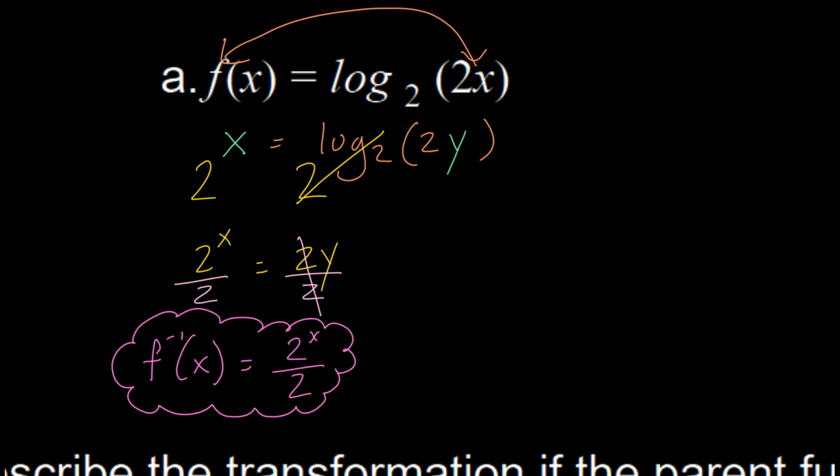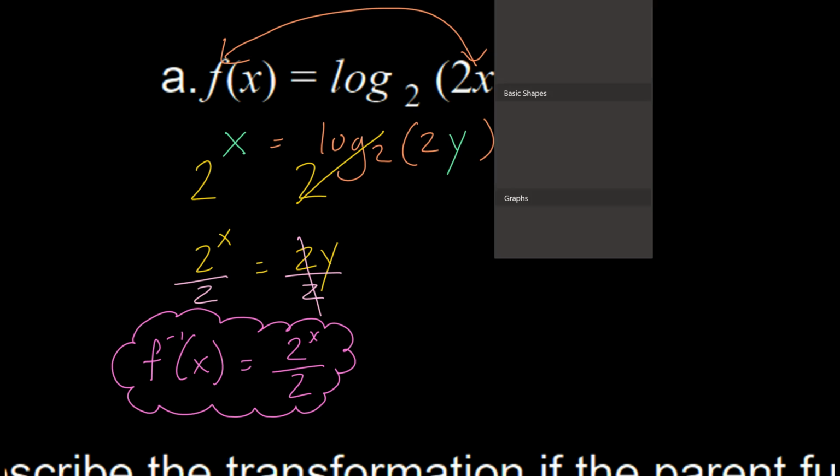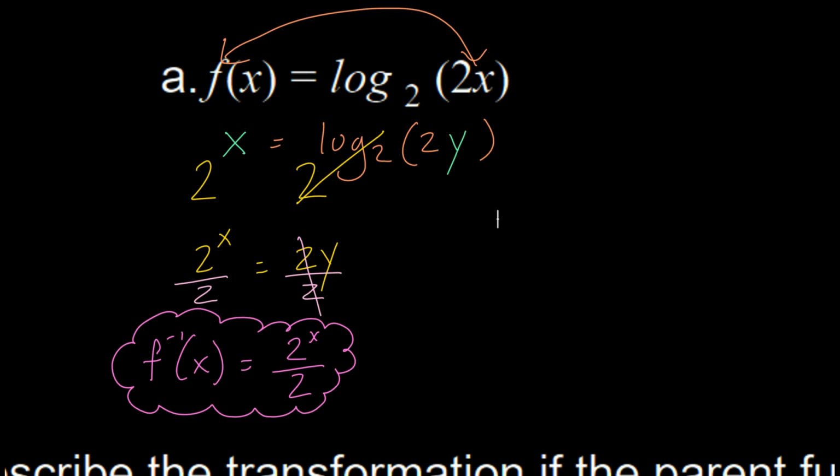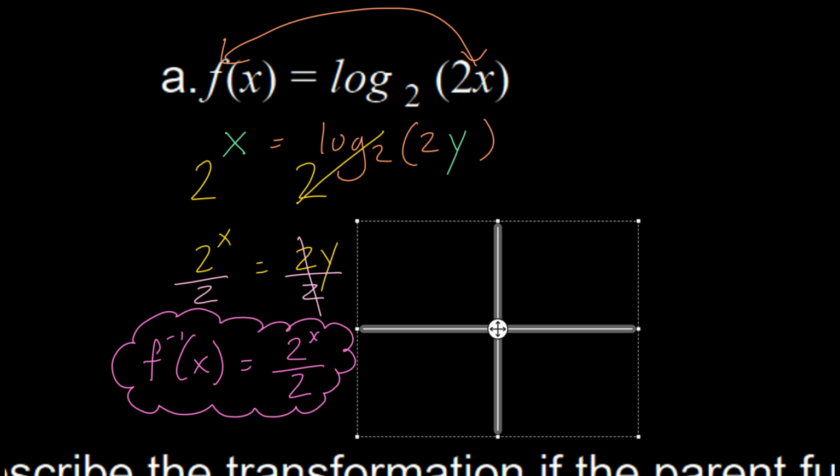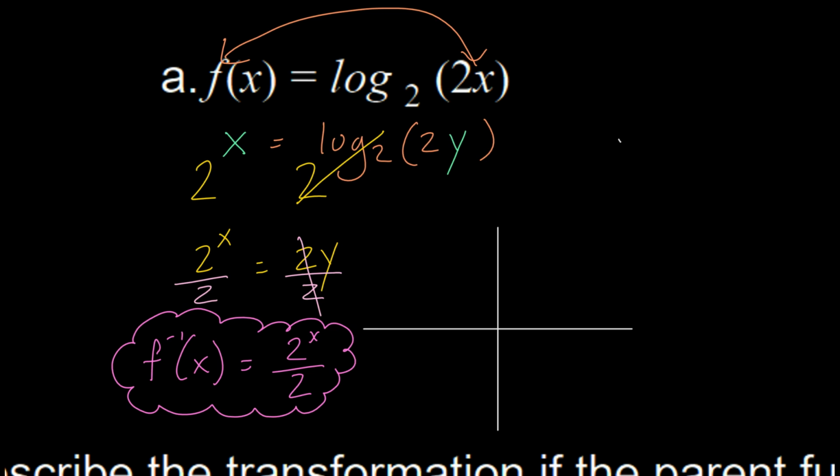So what type of function is our inverse? It's an exponential. Now, one of the defining characteristics of an exponential is that asymptote, right? Exponential graphs, do they have vertical asymptotes or horizontal asymptotes? Horizontal, yes. So if I'm sketching a little graph, I do know that I have a horizontal asymptote.